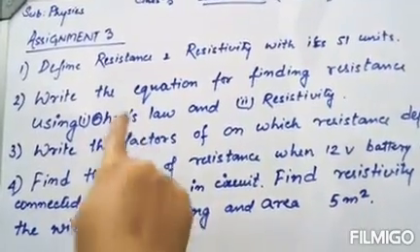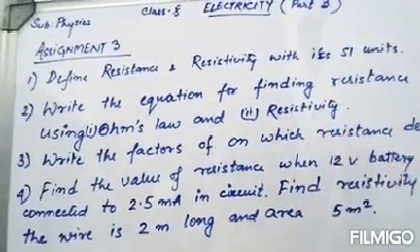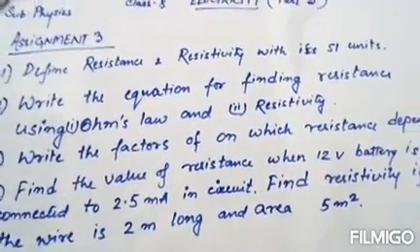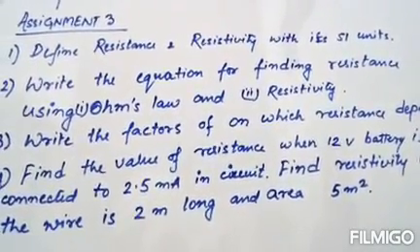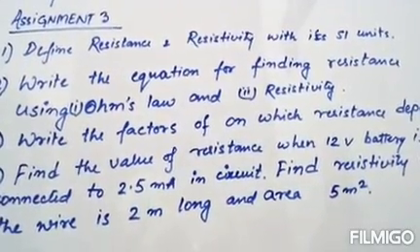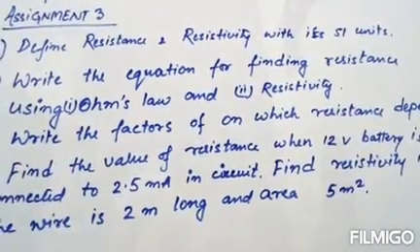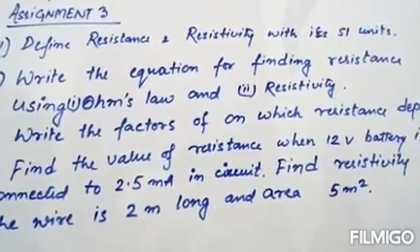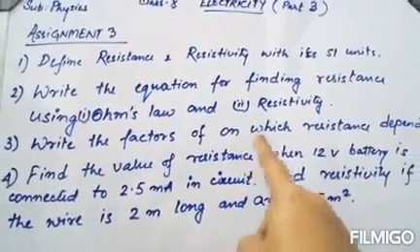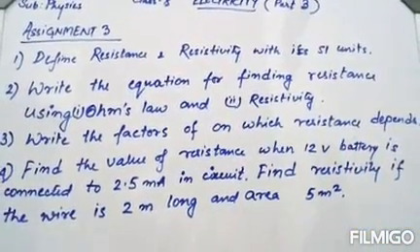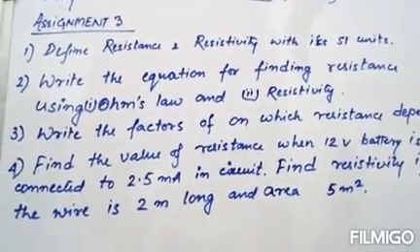The first equation will be using Ohm's law, and the second one will be using resistivity. You can find resistance in 2 ways. One is by Ohm's law, that is V is equal to IR, and the other using resistivity rho, R is equal to rho into L by A. Those 2 equations you have to write down. Next, write the factors on which the resistance of a metal depends. What are the factors? Length and area. Those factors you have to write down.